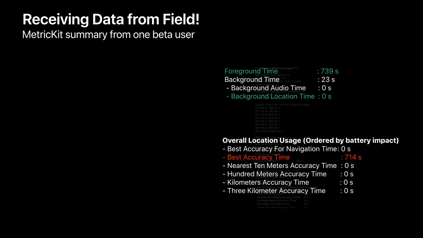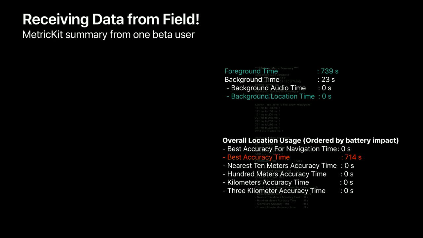Following is the first example. This data shows the overall foreground time and background time of the application, as well as the overall location usage by different accuracy buckets. It shows that the location usage by the application, which was around 720 seconds, is very close to the foreground time, which is very unexpected.